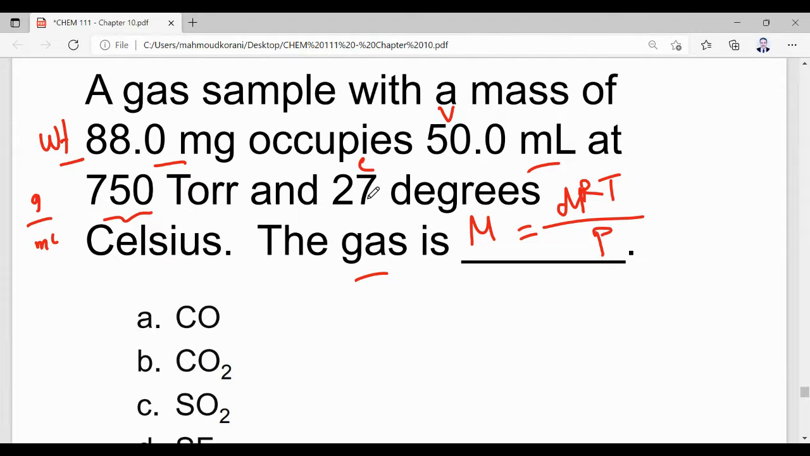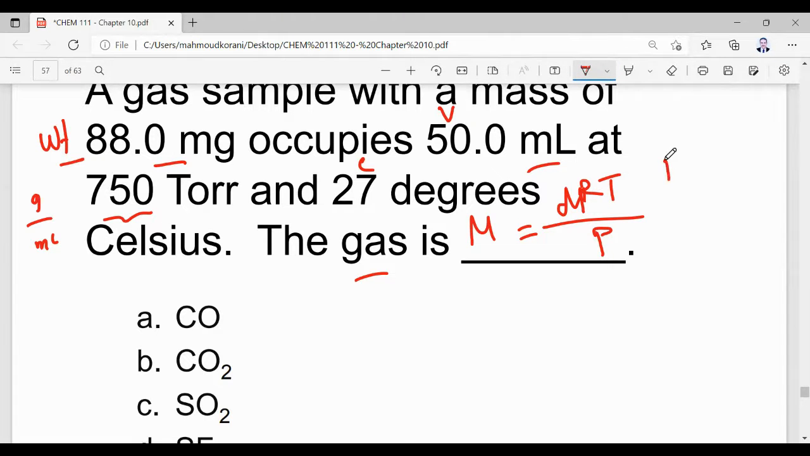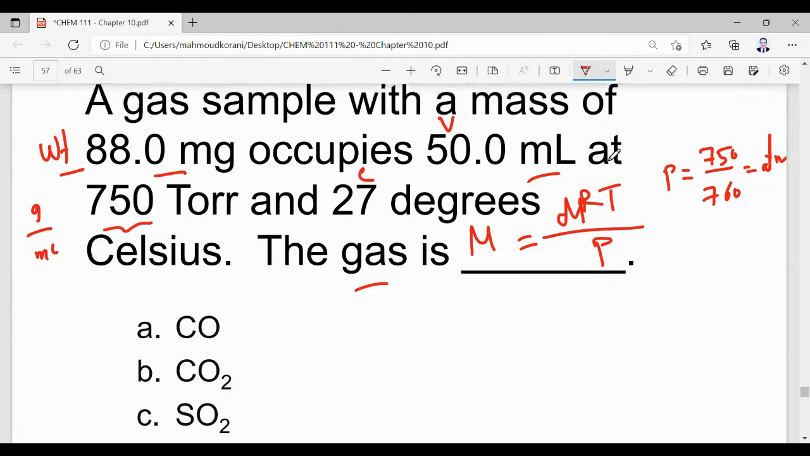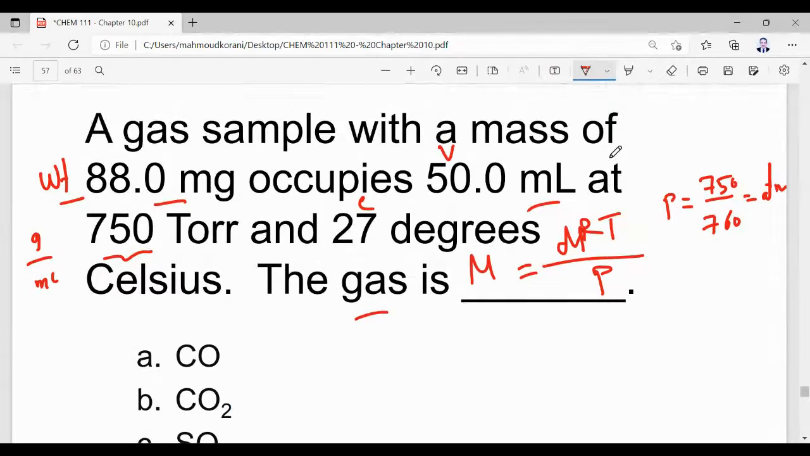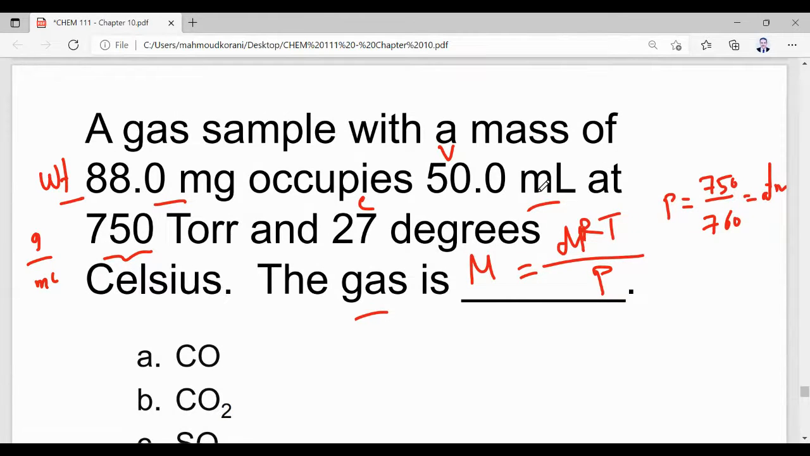Temperature should be added to 273, and the pressure should be converted to atmosphere: 750 divided by 760. You need the volume here because you need the density in gram per milliliter, which is the same as kilogram per liter.